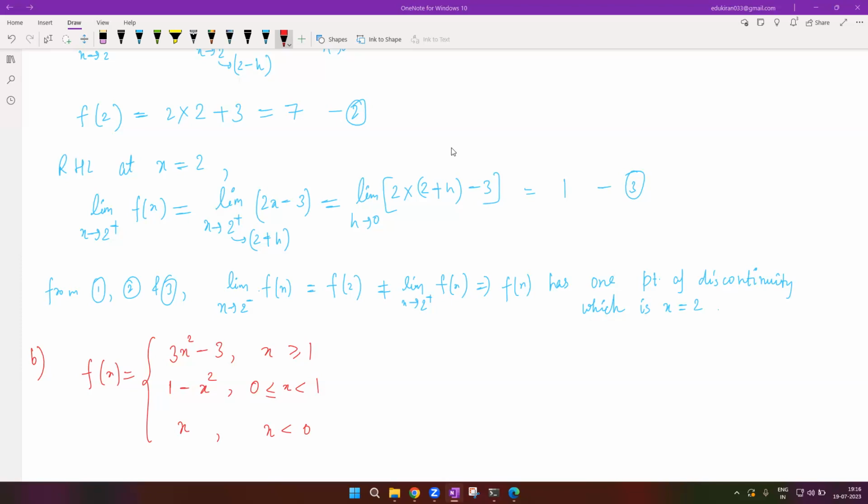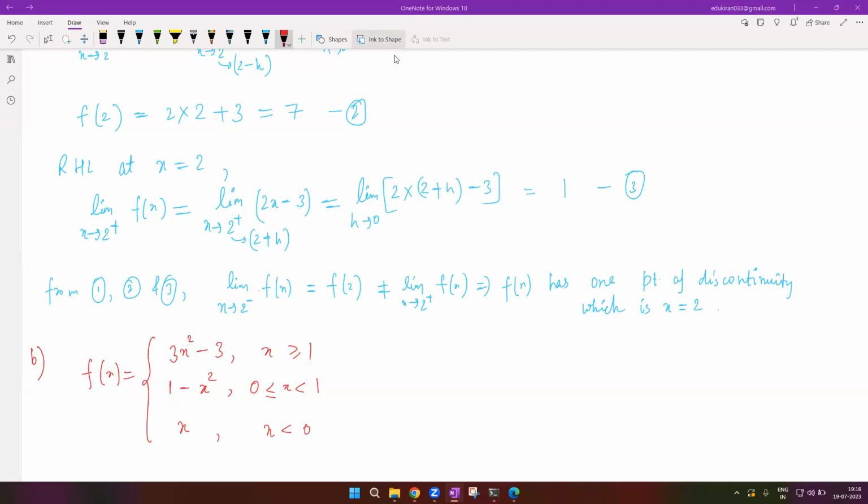One is x equals 1, क्योंकि देखो 2 जगह function break हुआ है. एक हुआ x की value 1 पे, क्योंकि x greater than equal to 1 पे function कुछ अलग है, x less than 1 पे function कुछ अलग है ना? और दूसरा point of discontinuity हो सकता है x equals 0, क्योंकि 0 पे भी function break हुआ है ना? So there are only 2 possibilities of points of discontinuity.